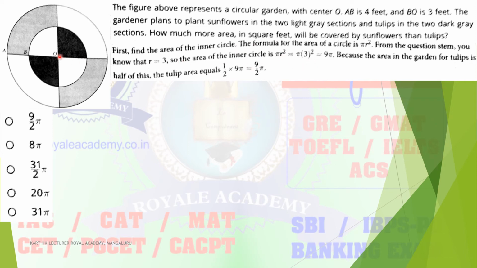Then find the total circle area. Pi r square is pi into 3 square, which is 9 pi. Then find the tulips area. Total area is 9 pi, but the tulips cover half of the circle, and the remaining is empty. So 9 pi divided by 2. Half of the circle, 9 divided by 2 into pi, is the tulips area.